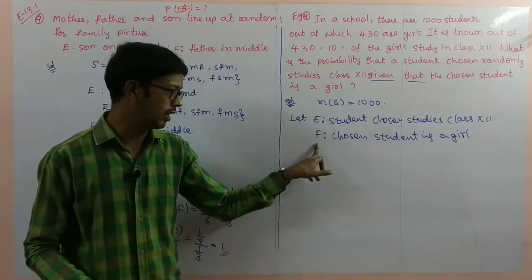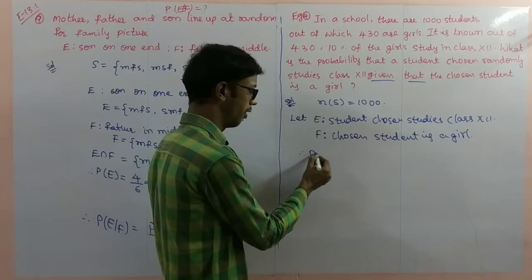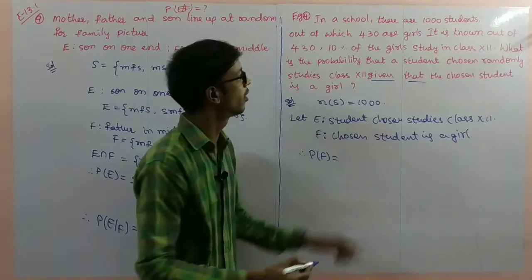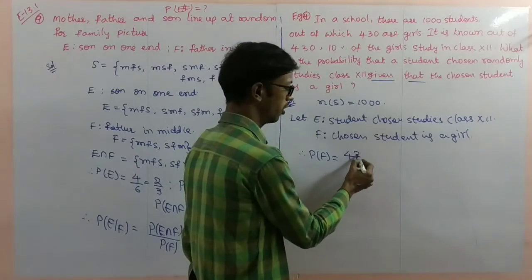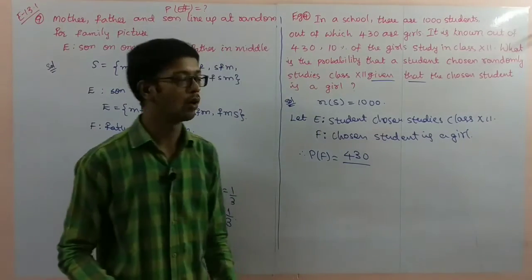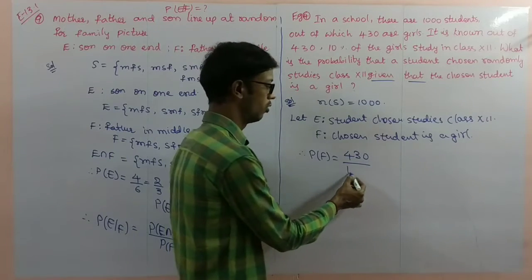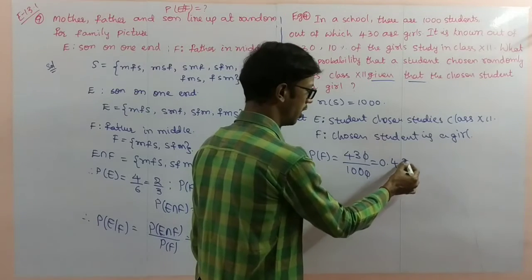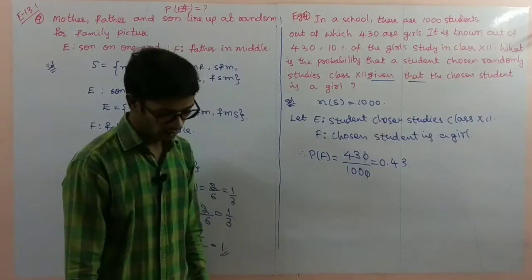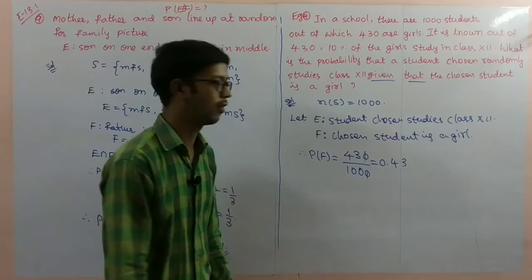So we know that probability of F is equal to how many girl students there are? 430 is favorable, by total number of outcomes, 1000. If you cancel the zero, you will get 0.43. 0.43 is the probability of F.